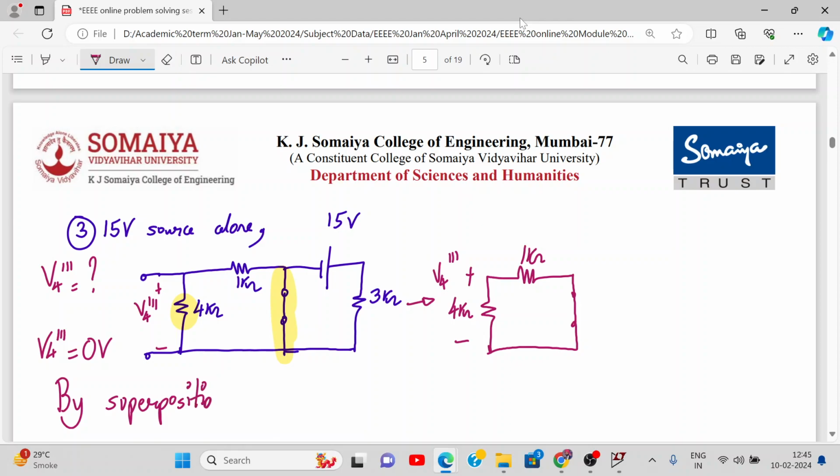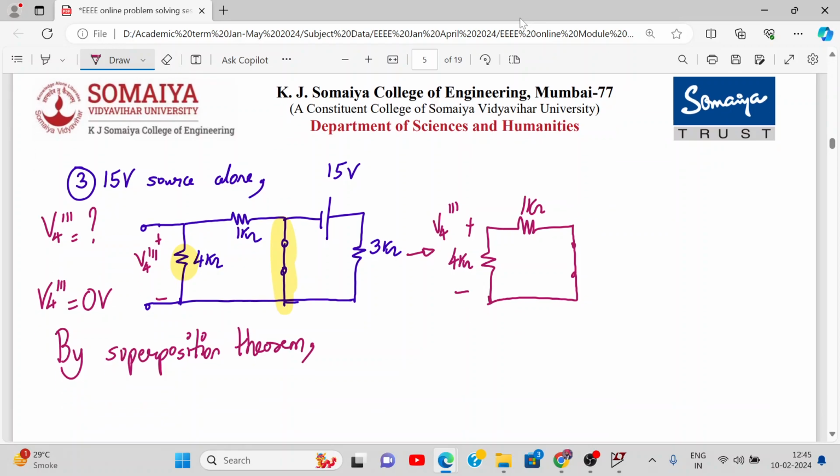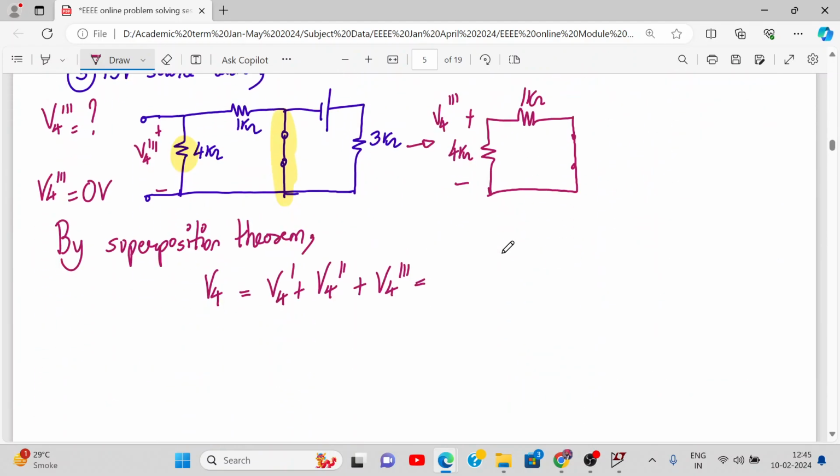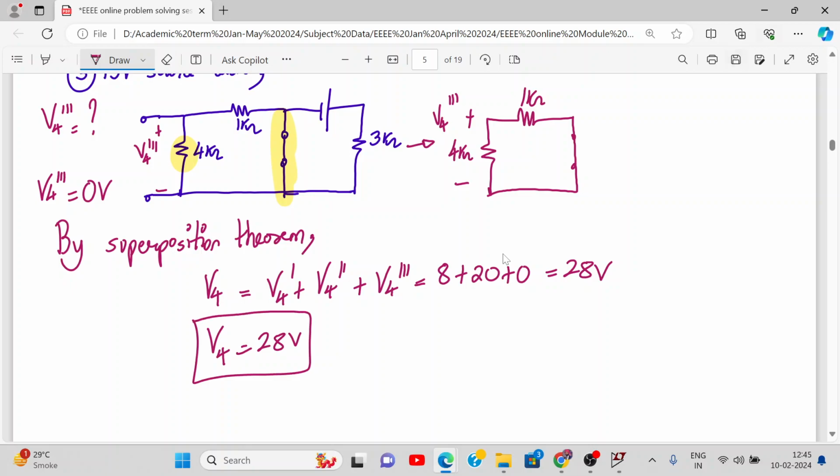So next we write, by superposition theorem, what do we get? V4 is V4 dash plus V4 double dash plus V4 triple dash. And how much is that? V4 dash is 8, 20. 8 plus 20 plus 0, which is 28 volt. So V4 is 28 volt by superposition theorem.